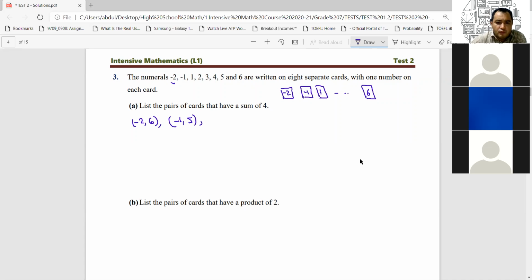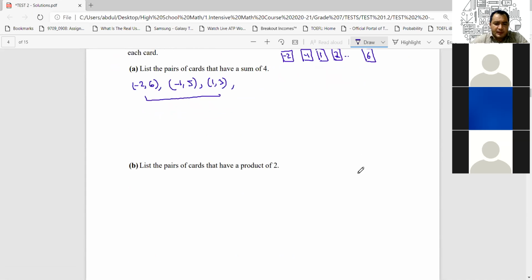How about 1? With 1, we can write 3. 1 plus 3 is 4. How about with 2? We don't have it, because 2 plus 2 equals 4, but we have only one card with the number 2. We don't have a second card where 2 is written. So we have only 3 pairs of numbers. It means we can list only 6 cards this way so that the sum of 2 numbers is equal to 4.